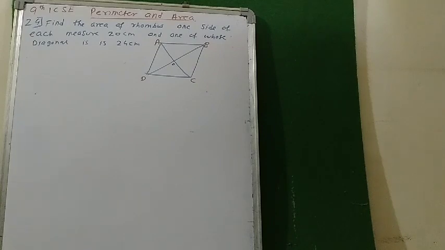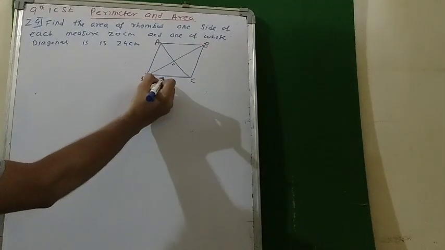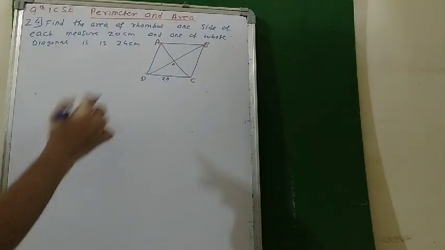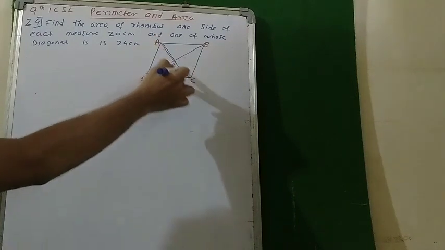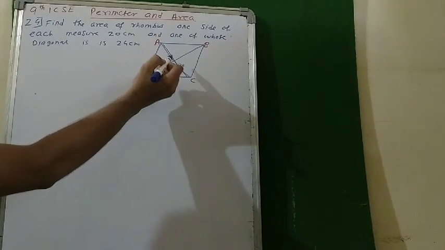Okay, in the 24th question, find the area of the rhombus whose side measures 20. So each side is 20. Okay, and one of the diagonals is 24. So we can say that AC is equal to 24.